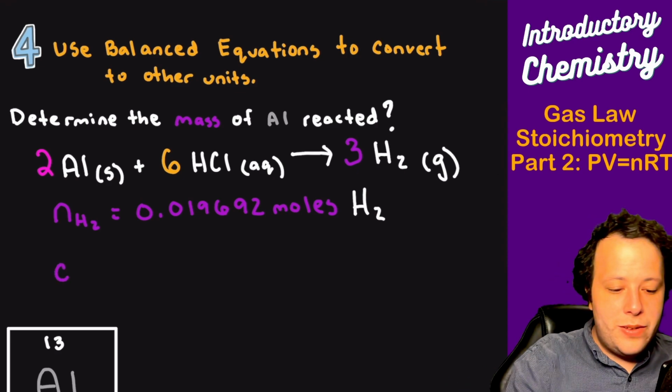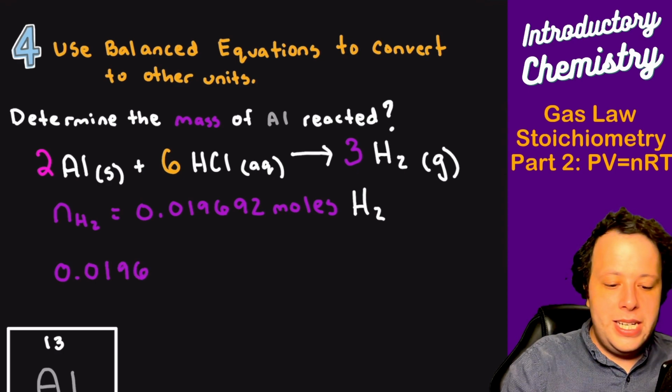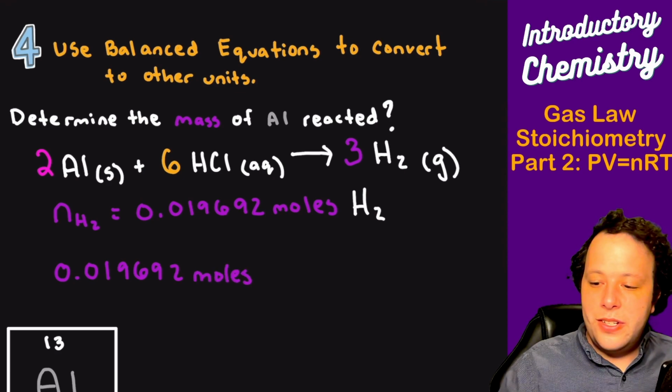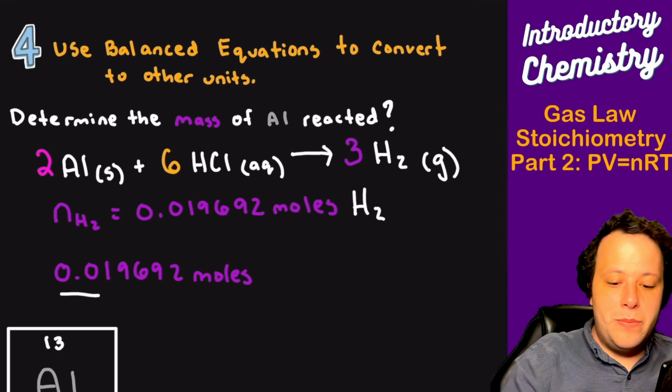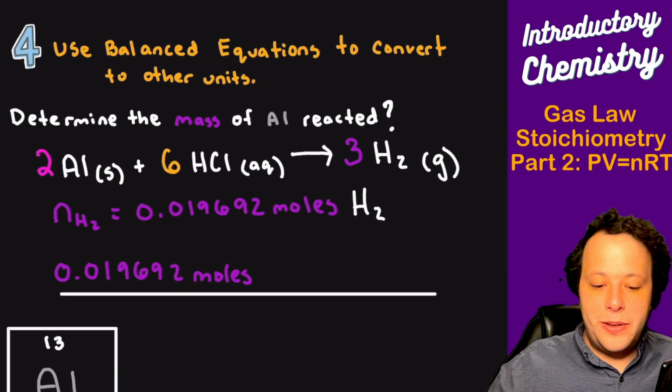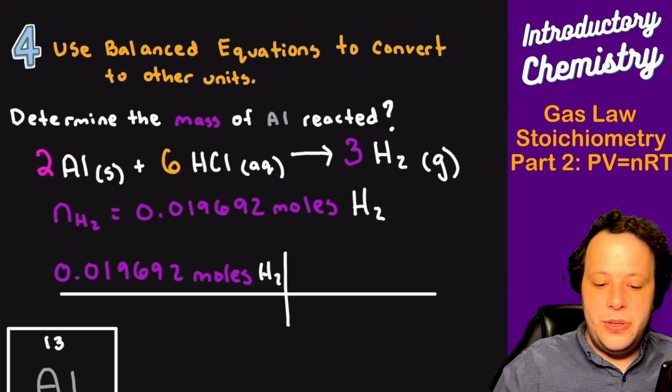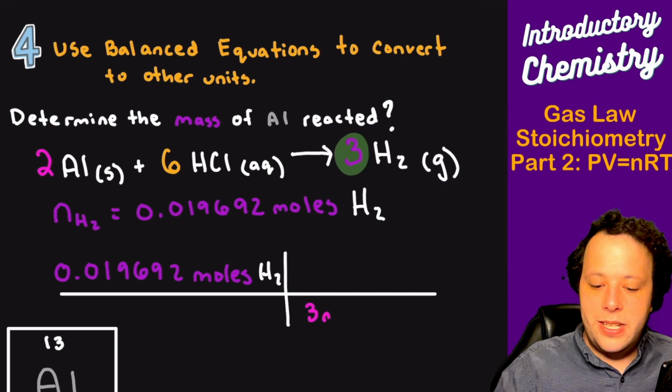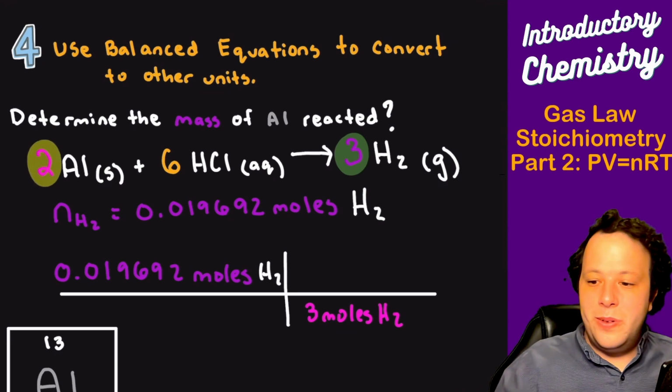So with that, we are going to take 0.019692 moles, and we are going to essentially convert that to our moles of aluminum. So using the chemical equation, we have moles of H2, and we can use the chemical equation to see that for every 3 moles of H2, so we'll write that down here, that's equivalent to every 2 moles of aluminum on the left-hand side. Okay, so it's a 3 to 2.